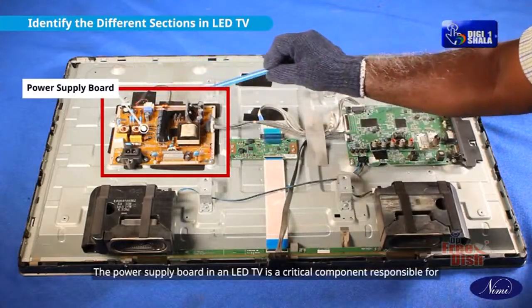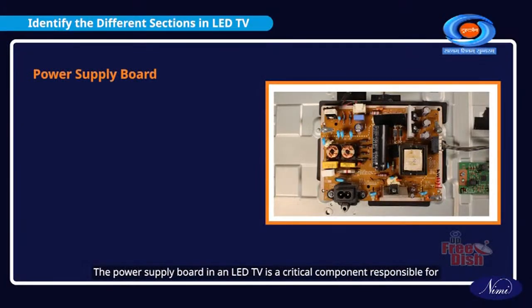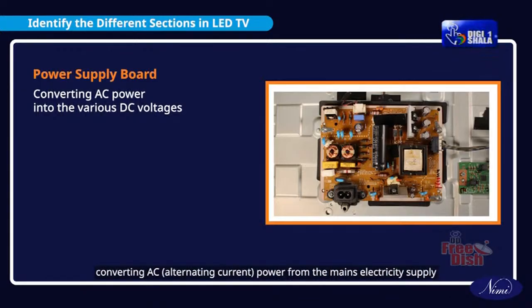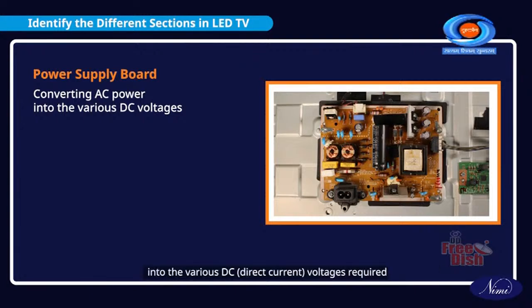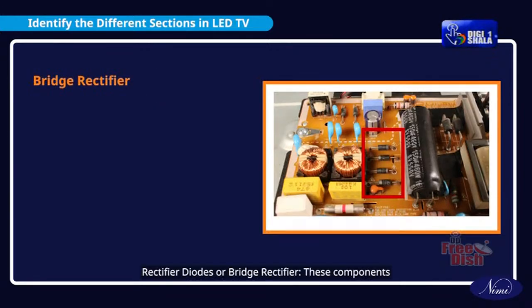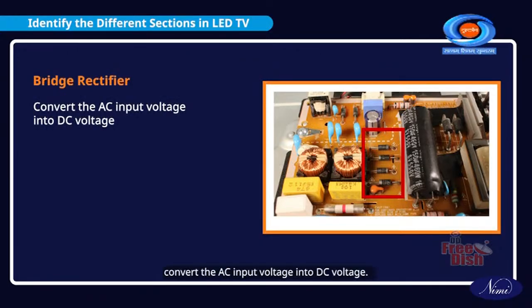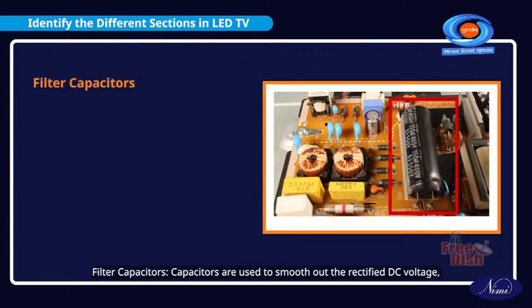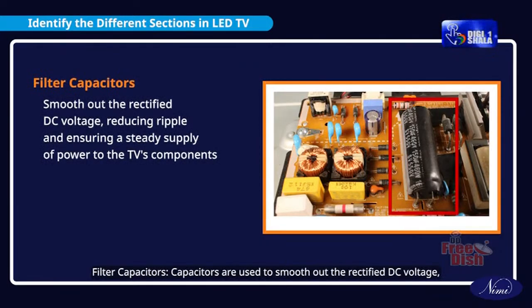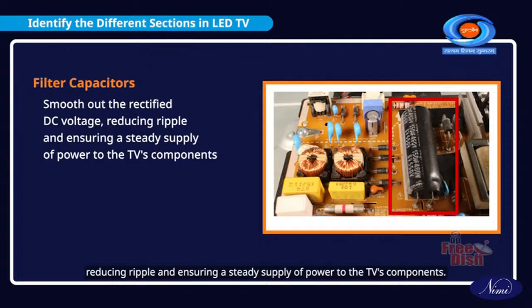Power supply board. The power supply board in an LED TV is a critical component responsible for converting AC (alternating current) power from the mains electricity supply into the various DC (direct current) voltages required to power the internal electronics of the TV. Rectifier diodes or bridge rectifier. These components convert the AC input voltage into DC voltage. Filter capacitors. Capacitors are used to smooth out the rectified DC voltage, reducing ripple and ensuring a steady supply of power to the TV's components.